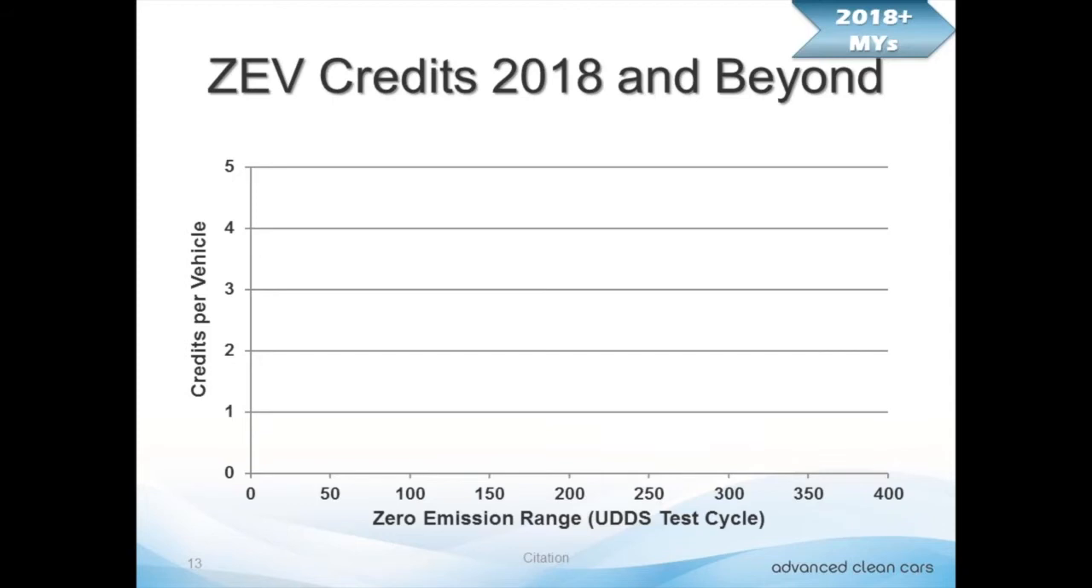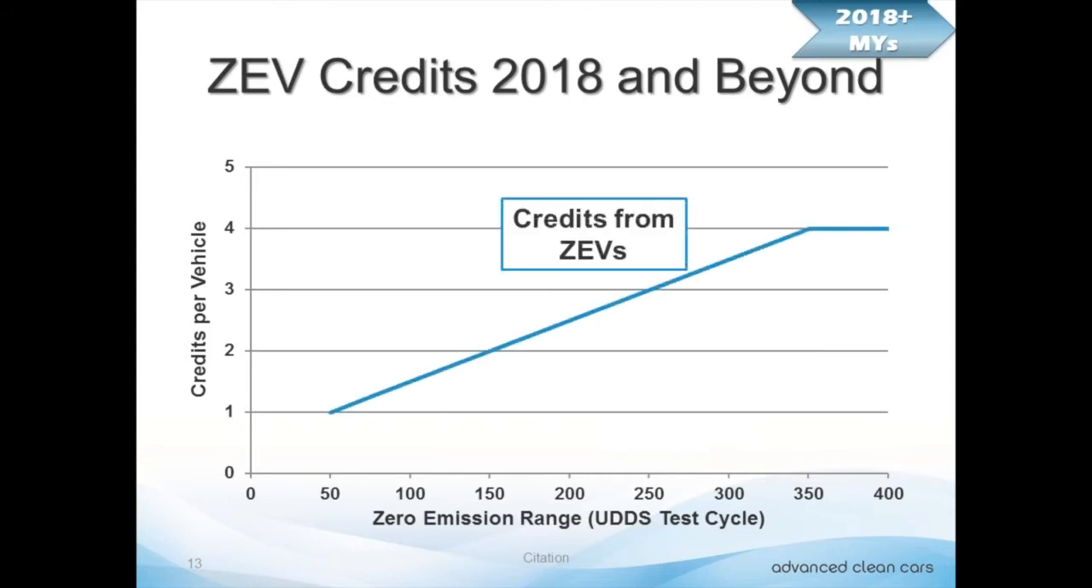This graph provides an overview of the overall credit structure for model year 2018 and beyond. The blue line represents credit values for ZEVs, and these green lines represent credits for TZEVs. As you can see, credits for vehicles are awarded in a consistent manner using an equation that directly rewards vehicles for incremental increases in range and performance. Let's start by looking at credits for ZEVs.